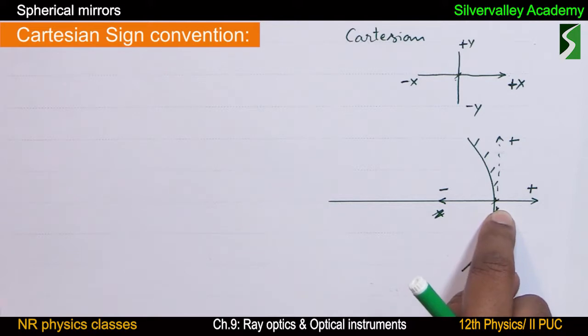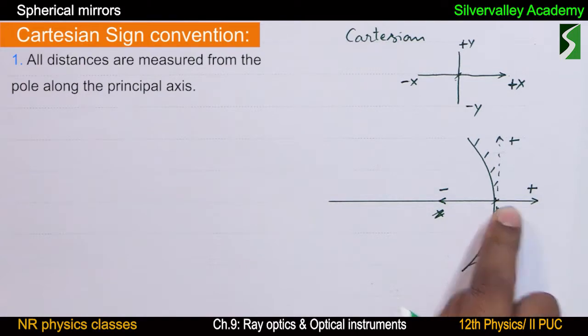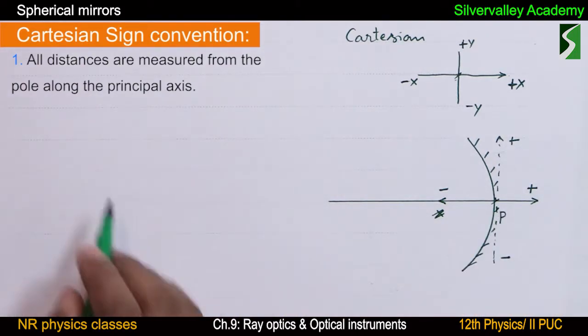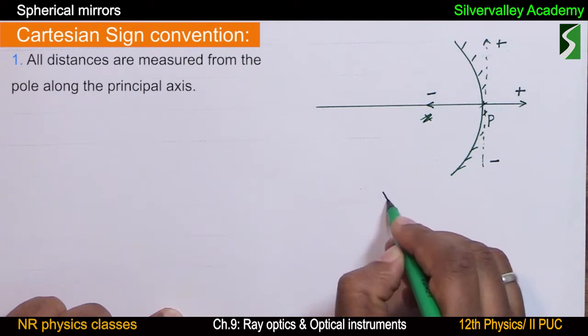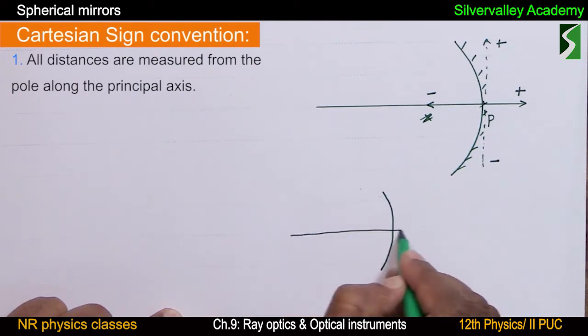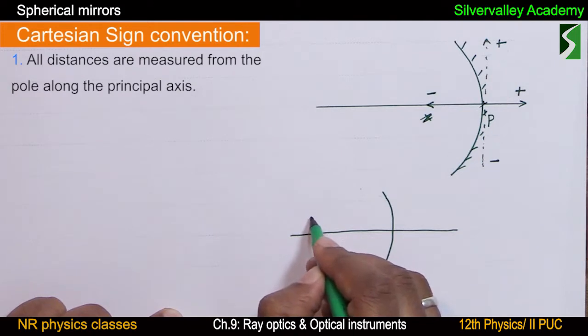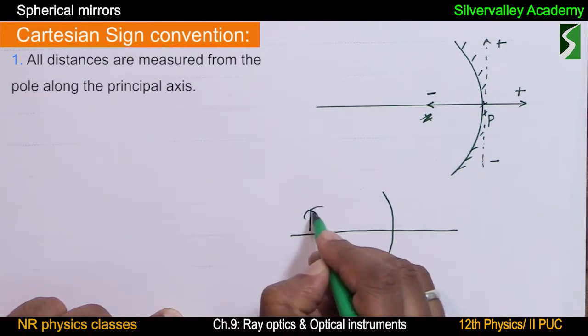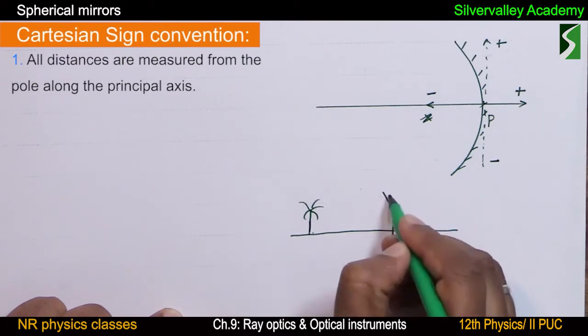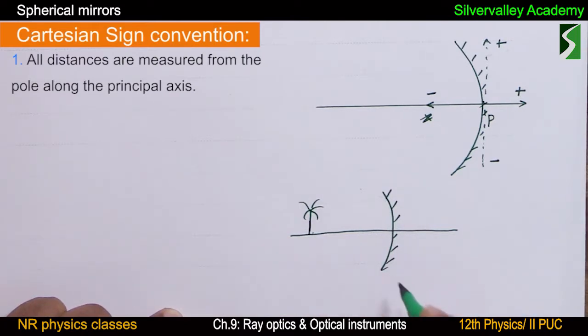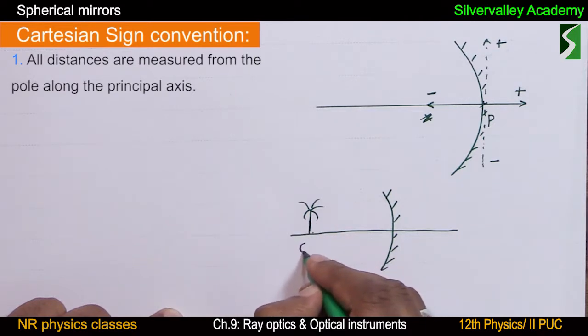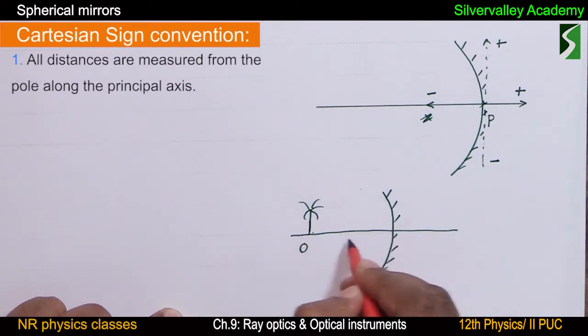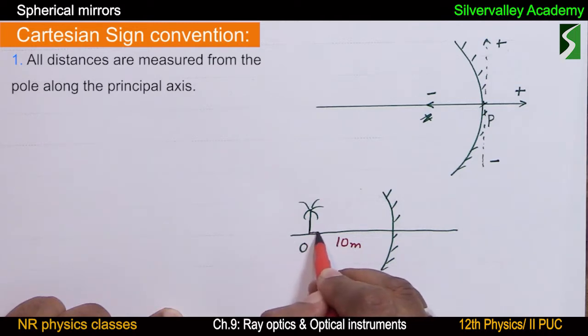Now, the first sign convention says all distances are measured from the pole along the principal axis. If this is a mirror, principal axis, this is some object, here is a tree. This is the mirror. This tree is the object for the mirror. If the tree is at a distance of 10 meters from the mirror, then the 10 meters is from the foot of the tree to the pole.